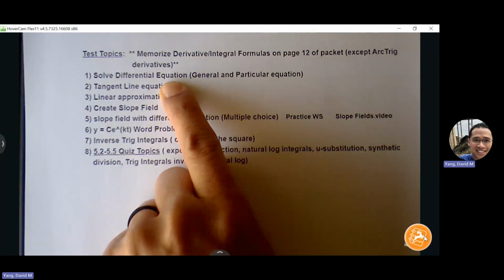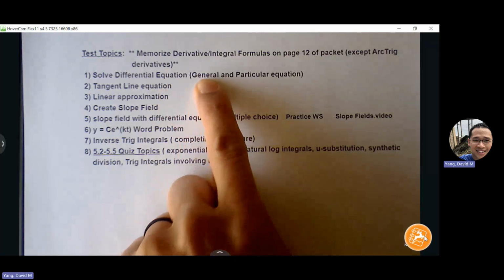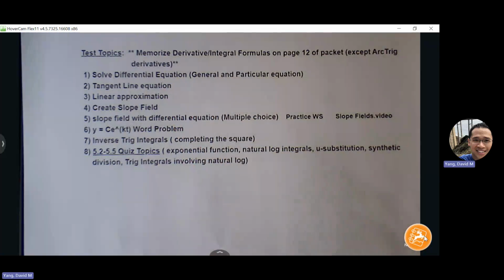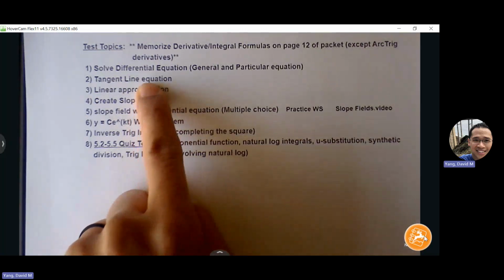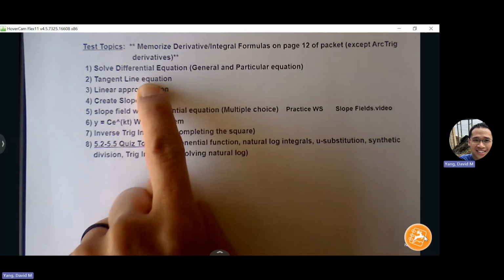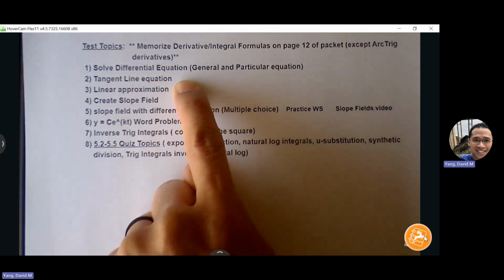These past review days, it's been about being able to separate our variables, take our antiderivative, solve for C, solve for y, and hopefully we're getting more comfortable with that. Tangent line equation: this is simply finding the ordered pair, finding the slope, using point-slope form, and putting it into the equation of a line. We'll do one of that today.